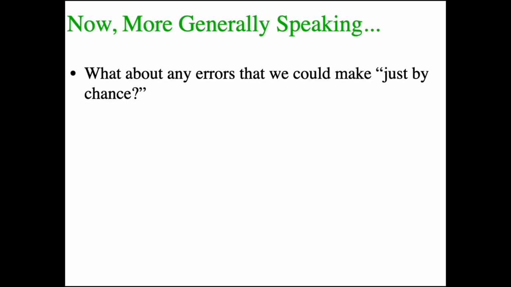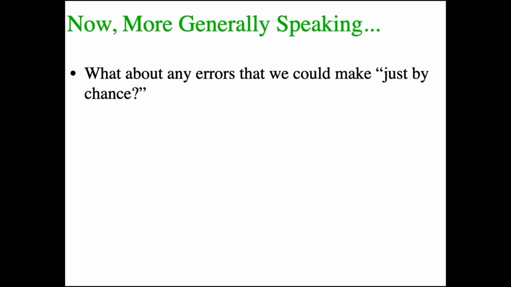Now, on a slightly different topic, I want to ask this question. What about any errors that we could make just by chance? I told you that you could have a sample mean like Kirsty's that could happen when the null hypothesis is true. It would be extremely rare, but it could happen. And by rejecting the null hypothesis, we could be making a mistake. That is, there might not be anything special about these people. It just turned out by chance that they had a mean that was much higher than what you would expect by the null hypothesis.